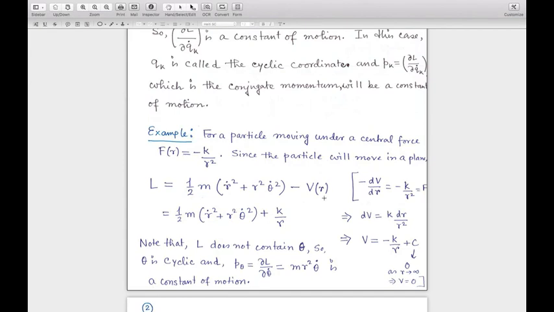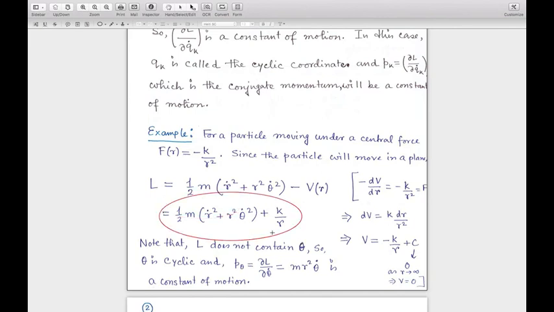Then we can write this is equal to half m (r dot squared plus r squared theta dot squared) plus k by r, as we all know that minus dV/dr is equal to force, which is given as minus k by r squared. So just by integrating you will have V equal to minus k by r plus some arbitrary constant of integration. Now just setting the reference level of the potential V at infinity, that means at r tends to infinity, V is 0, we can make c to be 0, and V is simply minus k by r. So L will then have this expression.